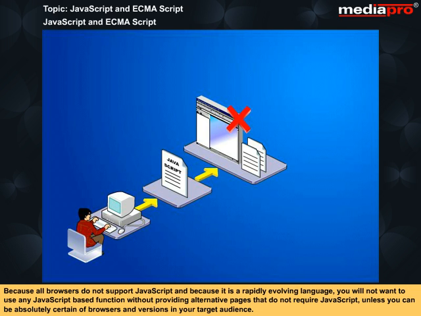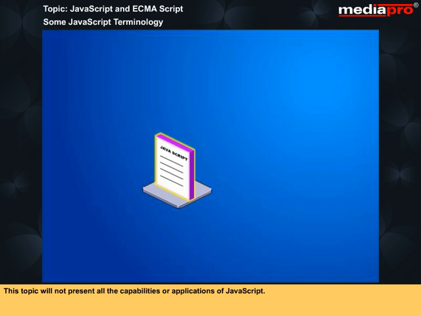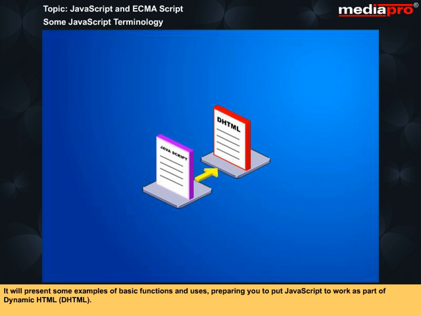Because all browsers do not support JavaScript and because it is a rapidly evolving language, you will not want to use any JavaScript-based function without providing alternative pages that do not require JavaScript, unless you can be absolutely certain of browsers and versions in your target audience. This topic will not present all the capabilities or applications of JavaScript. It will present some examples of basic functions and uses, preparing you to put JavaScript to work as part of dynamic HTML, DHTML.